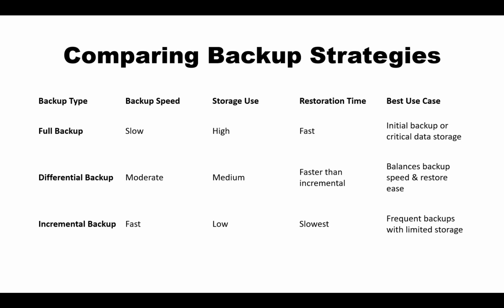Differential backup. Backup speed, moderate. Faster than a full backup but slower than an incremental backup. It only copies files and folders that have changed since the last full backup. Storage use, medium. Uses less storage than a full backup but more than an incremental backup because it always compares against the last full backup.